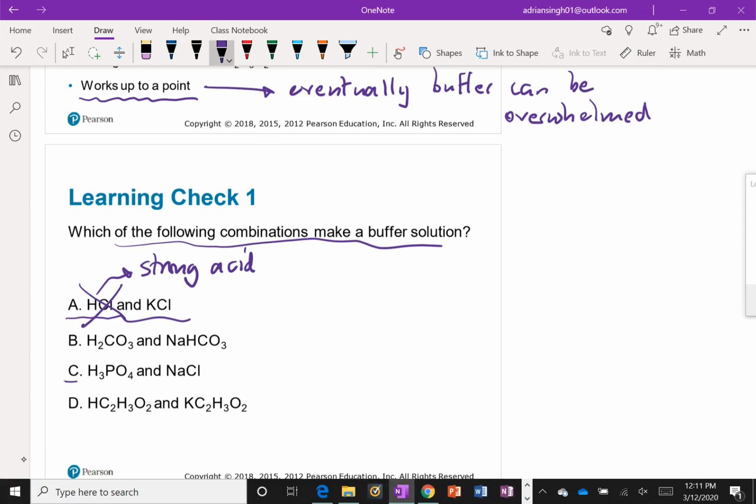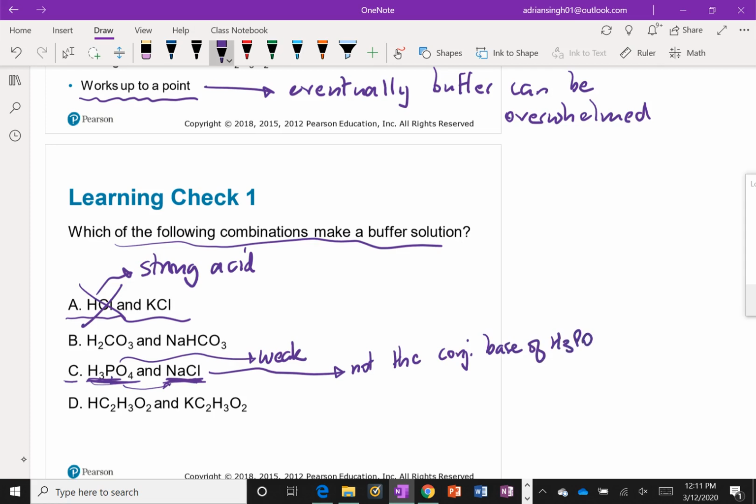If we look at C, C has H3PO4, which is a weak acid. That's phosphoric acid. So that's one component of the buffer. But remember, the second component has to be the conjugate base of that weak acid. In other words, these two things should look similar to each other, and they don't. So this cannot be used as a buffer system. This is not the conjugate base of phosphoric acid, H3PO4. So we can rule that one out as well. So neither A nor C.